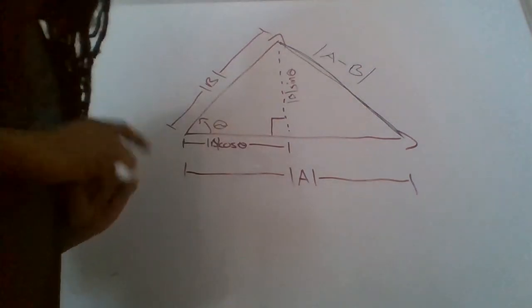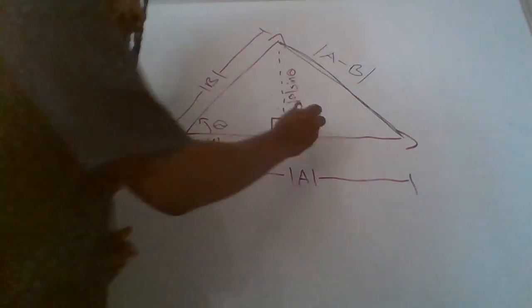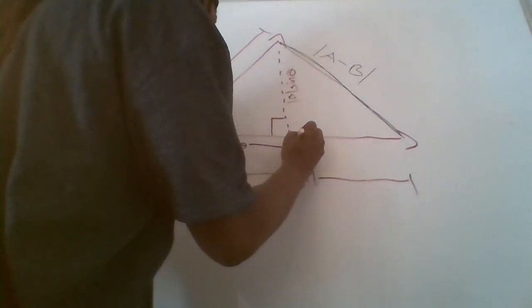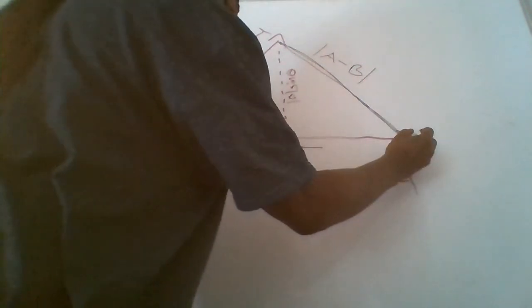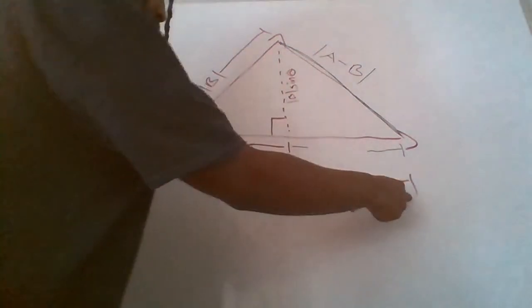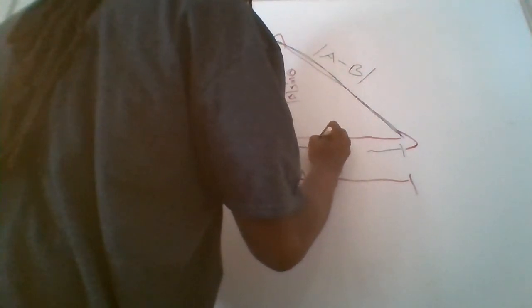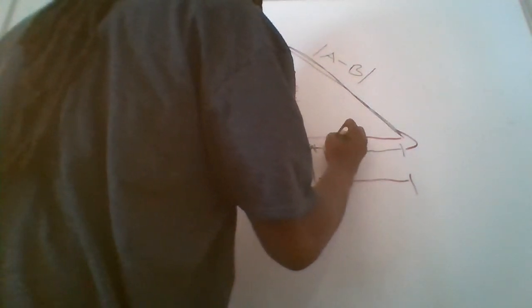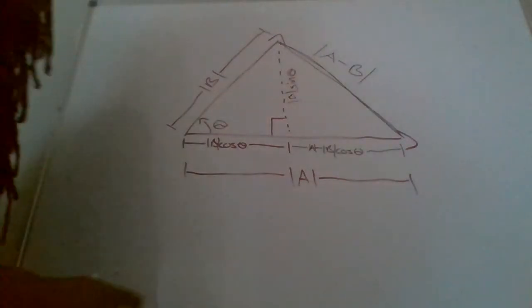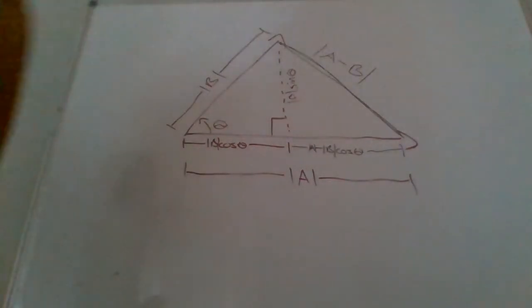The first one is by using the Pythagorean triangle. Because clearly, the length from here all the way to here is going to be this term minus this term. So we get the magnitude of A minus the magnitude of B cosine theta. Now, we can set up a Pythagorean triangle and solve for our term A minus B squared.